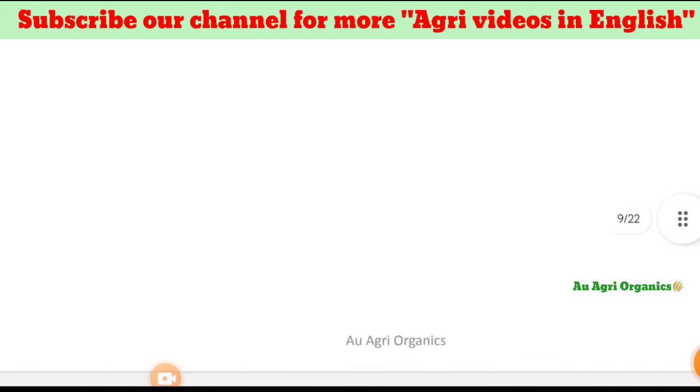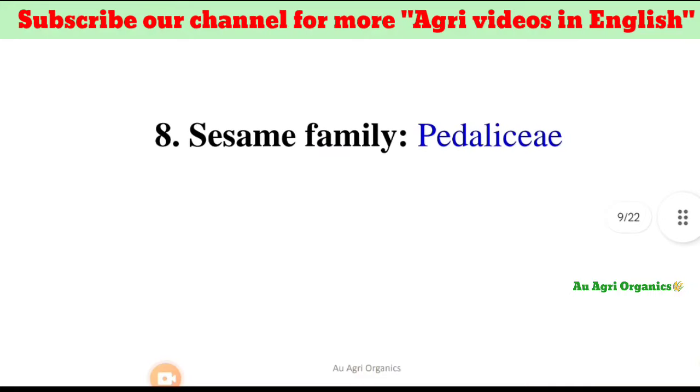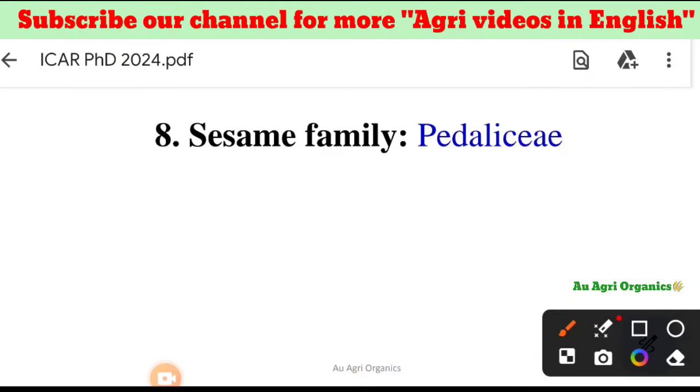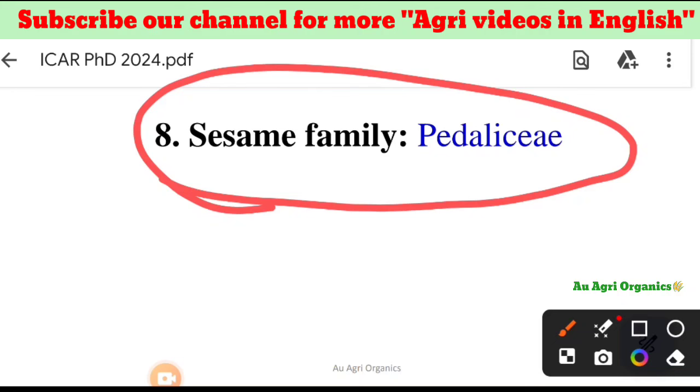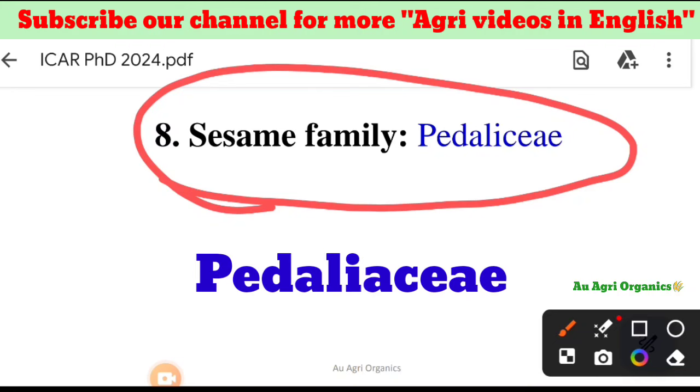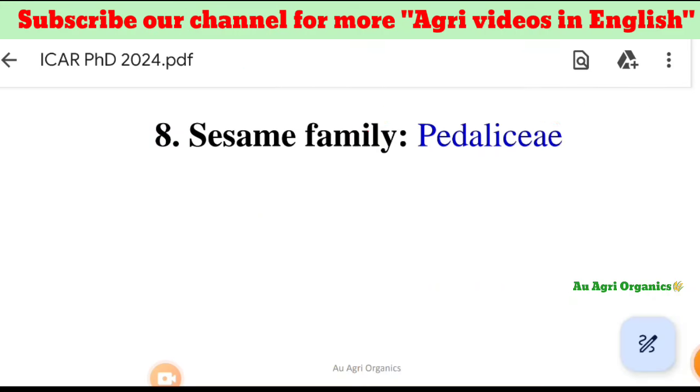Next is the sesamum family. This is one of the easiest questions, I think many would have attended it. The family of sesame is Pedaliaceae. This is a direct question, but many may not have come across the sesamum family. If they ask about the family of rice or some pulses or legume crops or some other oilseed crop, we can easily answer. But this is a little tough question for students of other subjects, while if you belong to agronomy or breeding, it is one of the easiest questions.